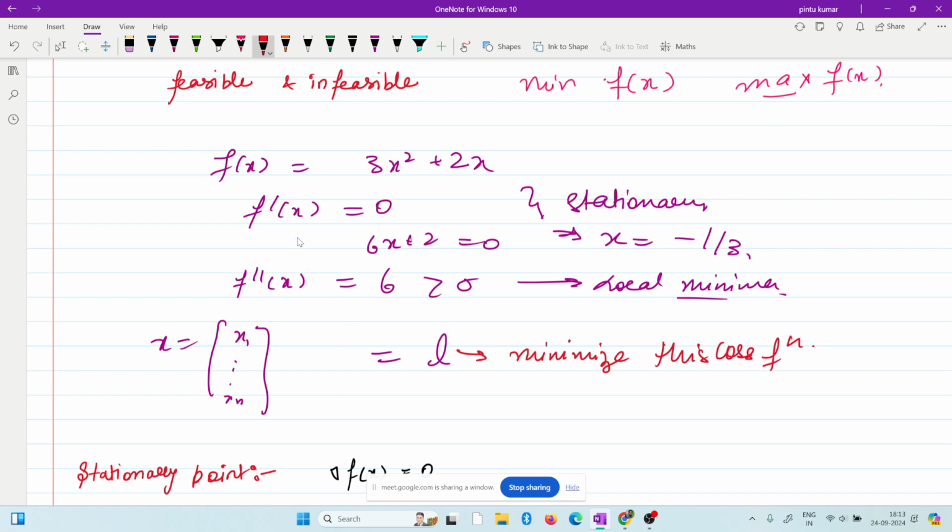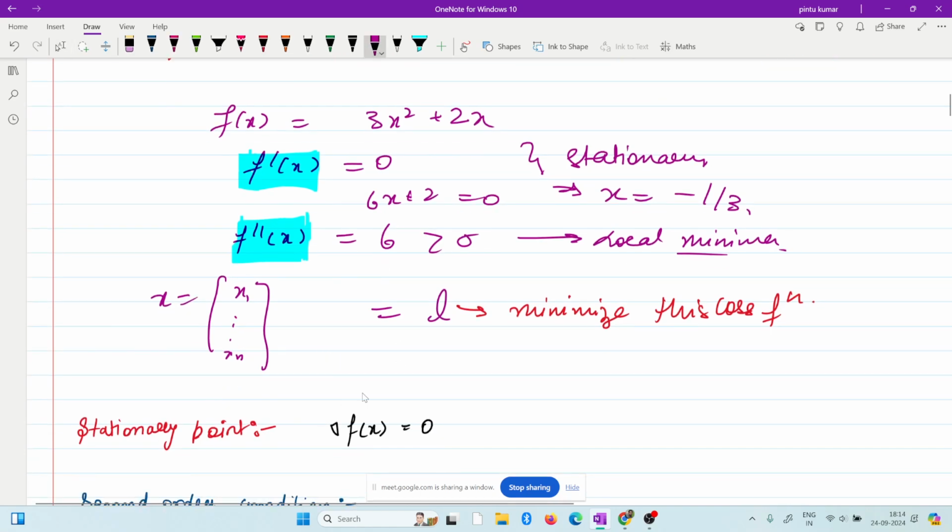Okay. So we will do a similar thing as we did in class 11th or 12th, but now because your function is multivariate, this f dash x and f double dash x will have a new form. So f dash x is replaced by the gradient of f at the point x. So in order to find the stationary point, you should have the gradient of f at that particular point equal to 0.